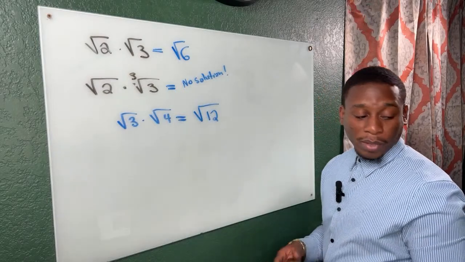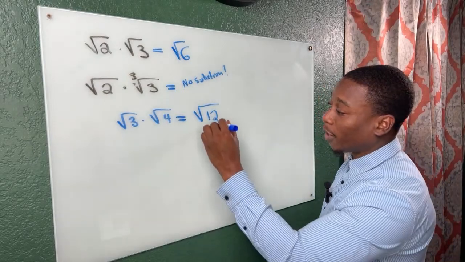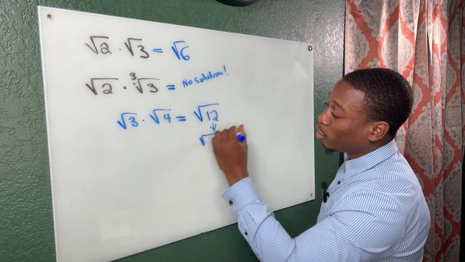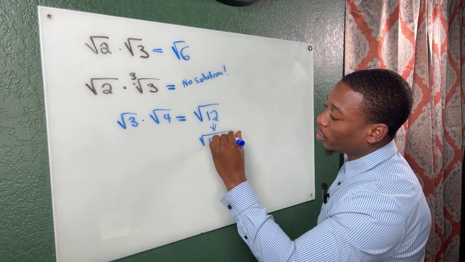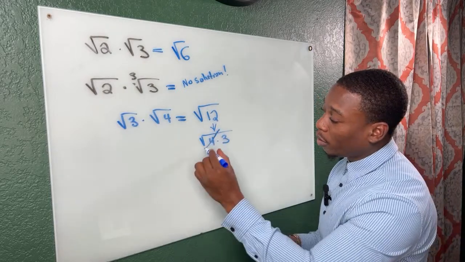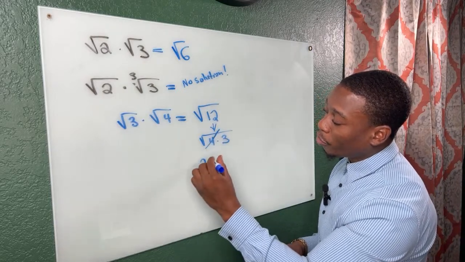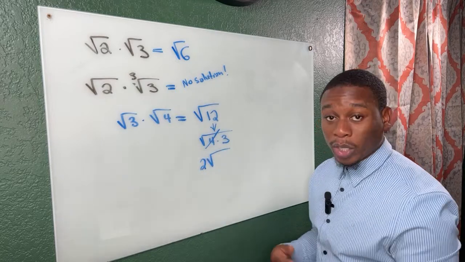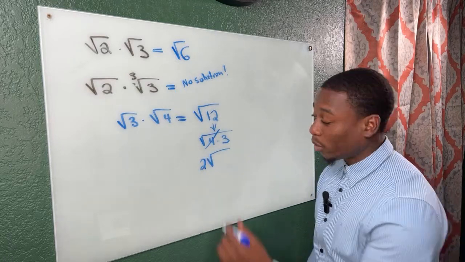Now, after you multiply, you always check to see if you can simplify. Yes, we can. This turns into radical 4 times 3, and we have a perfect square. This comes out as 2. 3 does not have a perfect square, or we can't break it down with another perfect square, so it stays the same.